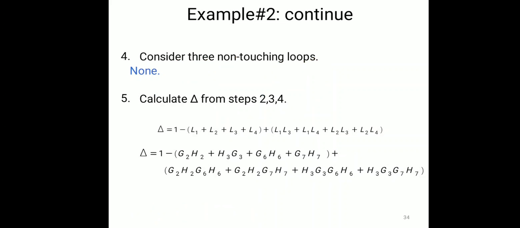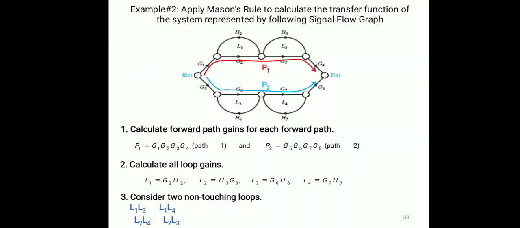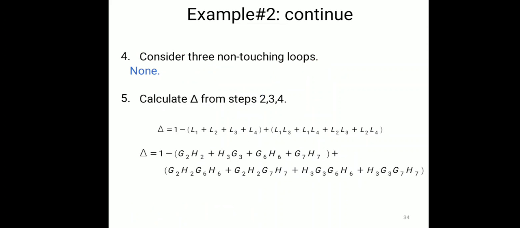Okay, next is three non-touching loop gains. Three non-touching loop gains are not available here, because you can see L1, L2 are connected, and any two loops are connected to each other. There are no three loops or groups of loops which are not connected to each other. So there are no three non-touching loop gains present.